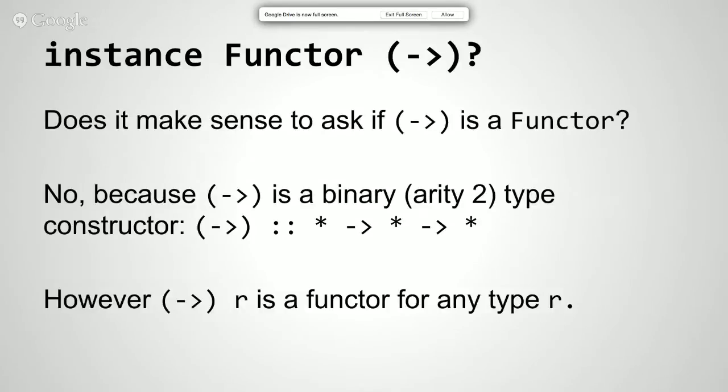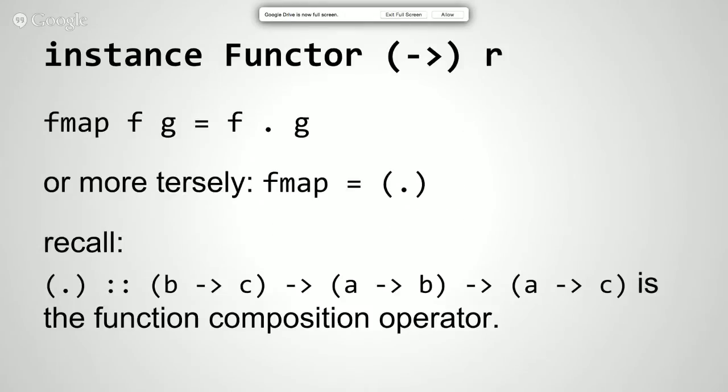So then we ask about something more interesting, like arrow. And arrow itself, the function type constructor, we can't really call that a functor because it's a binary type constructor. It's got arity two. But for any type R, we can define arrow R as a functor. So what I mean is that arrow R A is a functor of A. And our fmap is composition.